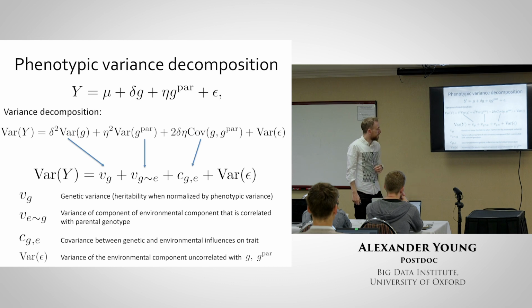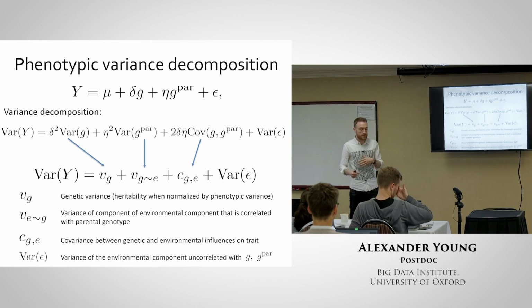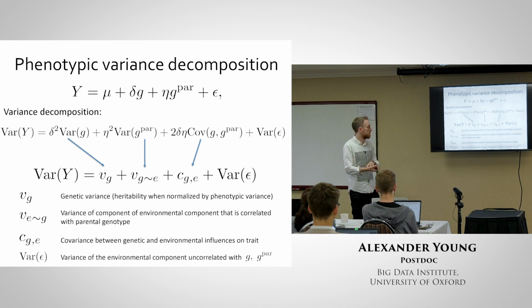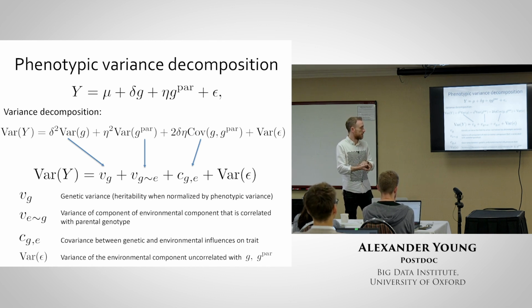Okay, so this way of writing the trait that splits the environment into a component that's correlated with parental genotype and uncorrelated actually leads to a fairly elegant variance decomposition that is more general than standard quantitative genetic variance decomposition, although no one really seems to have paid that much attention to this. But I think it's actually a better way of decomposing the phenotypic variance than the standard way, partially because it's hard to estimate these parameters based on current data.